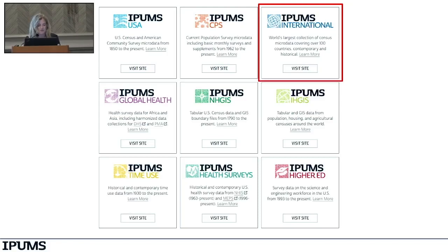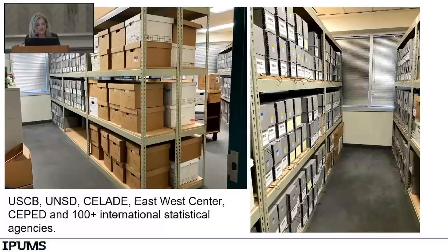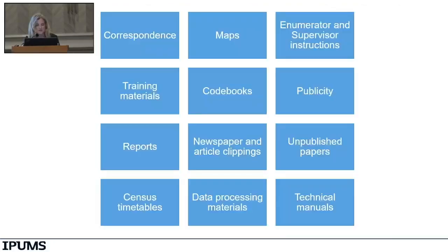As part of IPUMS International work, tens of thousands of supporting ancillary materials came from the United States Census Bureau, the United Nations Statistical Division, the Latin American and Caribbean Demographic Center, the East-West Center, CAPED, and over 100 statistical agencies. Examples of this material include correspondence, maps, enumerator instructions, supervisor instructions, training materials, codebooks, publicity, reports, newspaper clippings, and so on.